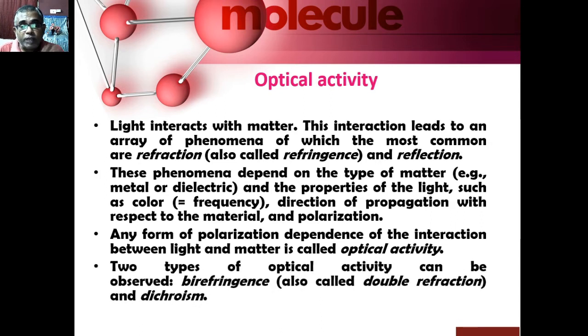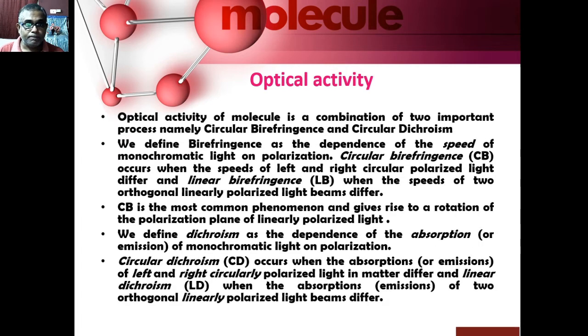So two types of optical activity can be observed when light interacts with matter. The two types are birefringence, also called double refraction, and dichroism. So let us now understand that optical activity of a molecule is a combination of two important processes, namely circular birefringence and circular dichroism. Let us try to understand what these two terms are.